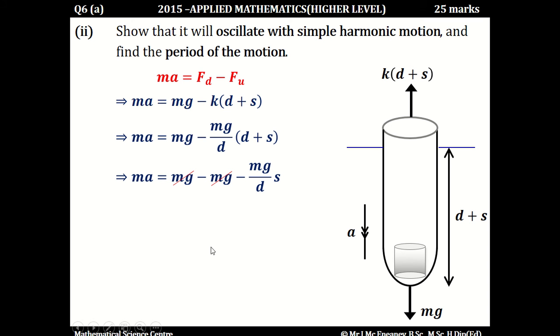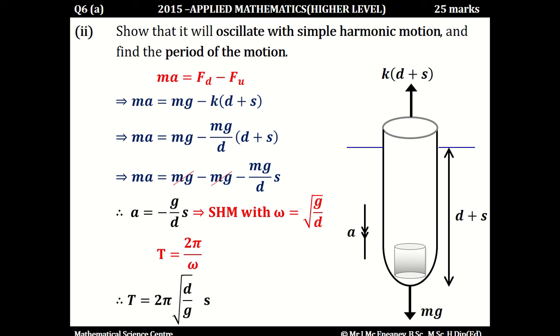And the m's will cancel, and a then just equals minus g over d times s. This implies it's simple harmonic motion, and the angular velocity omega equals root g over d. So we're after proving that it does oscillate with simple harmonic motion. Next of all, we have to find the period of the motion. So T equals 2 pi divided by omega. So T is going to be 2 pi divided by root g over d. Instead of dividing by that fraction, we can turn it upside down and multiply. And this means then T equals 2 pi multiplied by the square root of d over g.